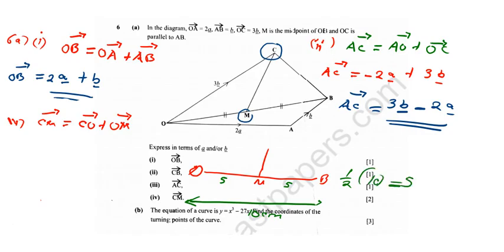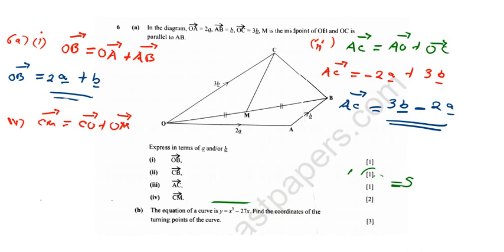So we apply the same principle like I have just explained to solve our OM. This means that my OM will be equal to half of this line, which is my OB. So OM is equal to half OB.